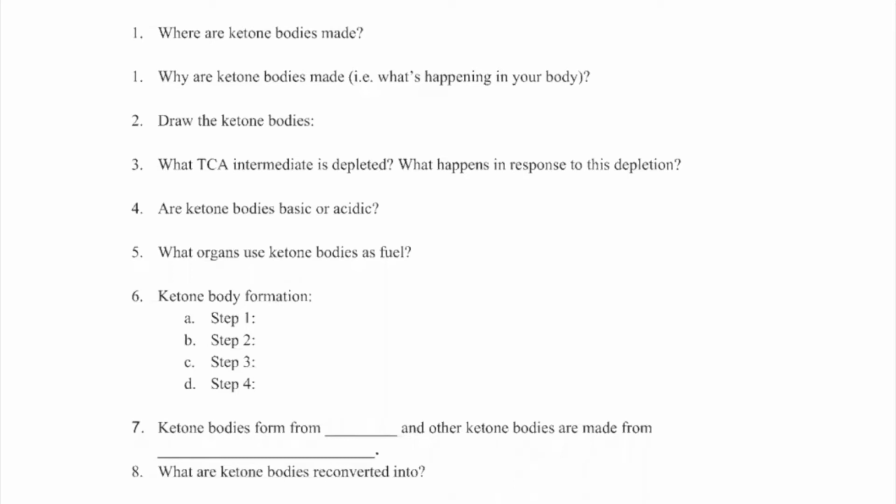Today we're going to be going over a little bit of an introduction to ketone bodies. So let's jump right into it.